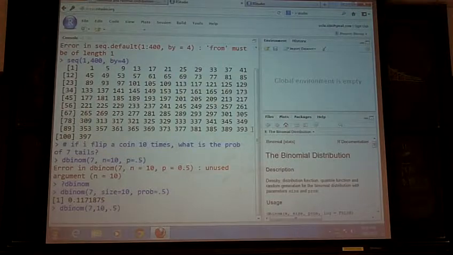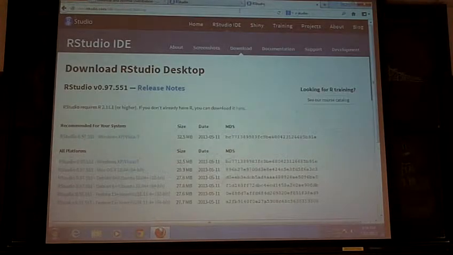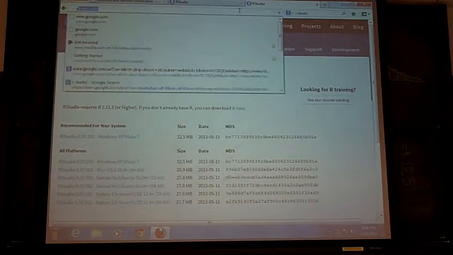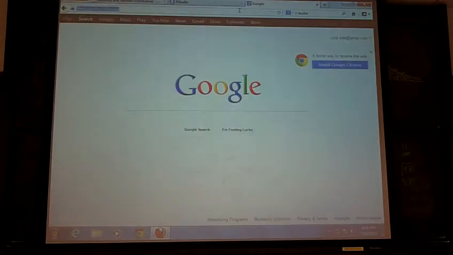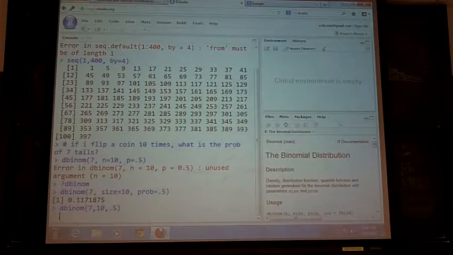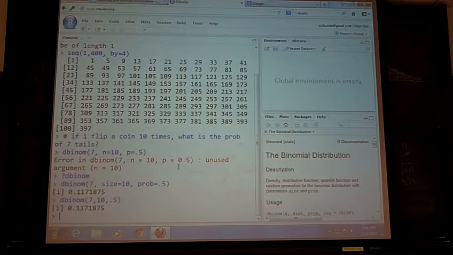Computer is frozen. There we go. Okay. That's weird.